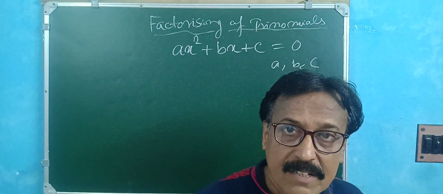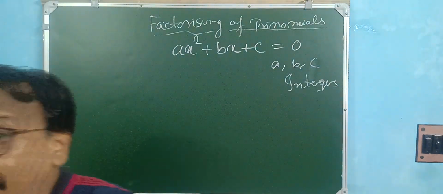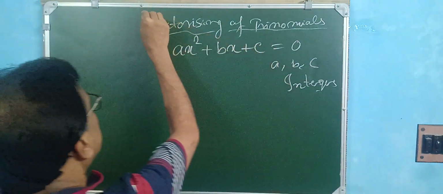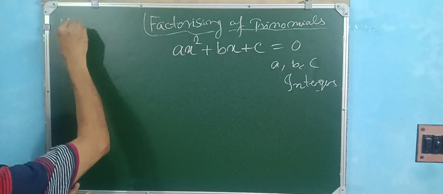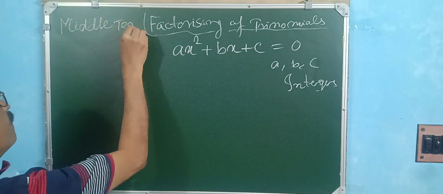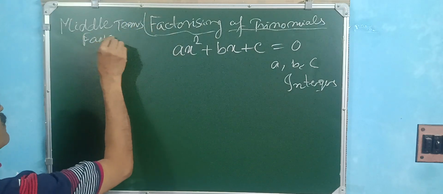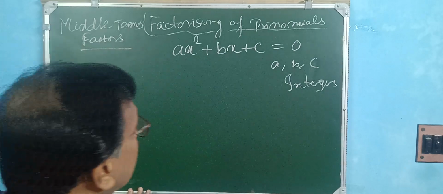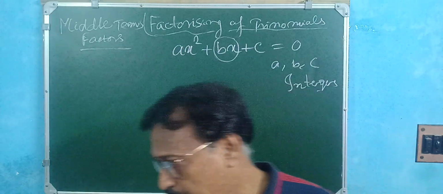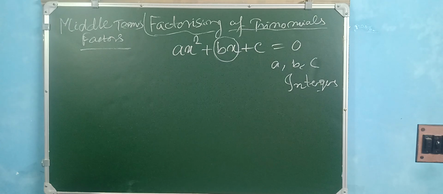It is very easy to understand. I will try to explain it in a very easy way. A trinomial is factorized by what is called the middle term factor. This is the other name for it: the middle term factor. These are the middle terms, which you just segregate.